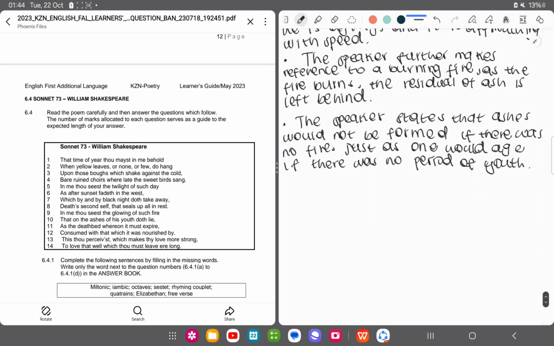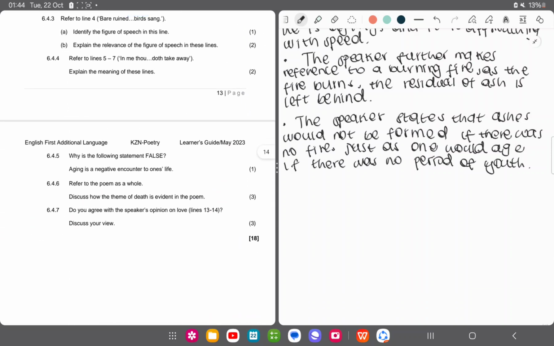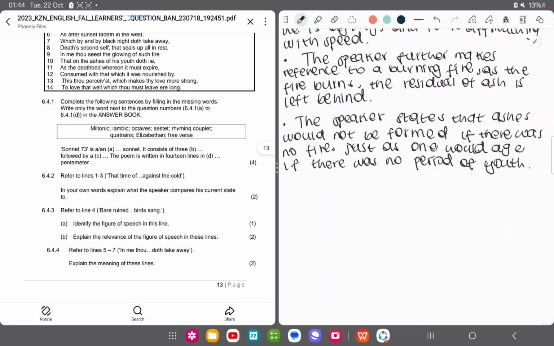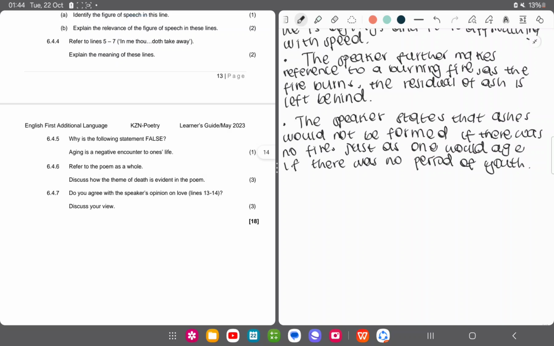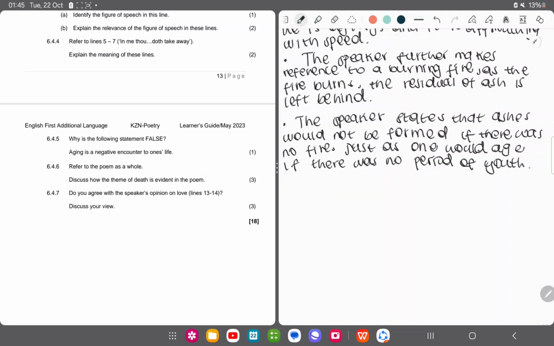So we have the last question here. The last question here says, do you agree with the speaker's opinion on love in lines 13 to 14, and discuss your answer? Well, in lines 13 to 14 it says, this thou perceivest, which makes thy love more strong, to love that well which thou must leave alone. Well, here you have two choices. It's either you agree or you disagree. You must state your point, or you must state your motion whenever you are writing such a question. So here, let's start with yes.